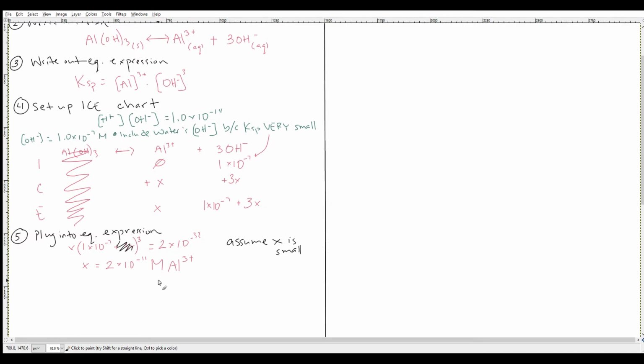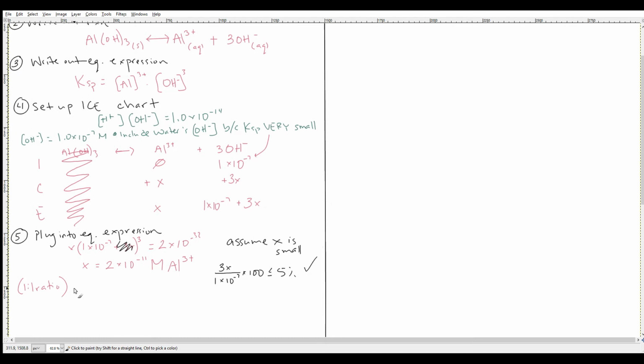Okay, let's just make sure that our assumption was valid. So I have to prove that 3x over what it's being compared to, times 100, must be less than or equal to 5%. And if you were to crunch those numbers, it would be. So I'll just check that off, like we're good. Small enough. So I could figure out the concentration of my hydroxide ions too, but I don't really care about that. What I want to know is how much aluminum hydroxide was able to dissolve before it was saturated. And I know since I have a 1-to-1 between aluminum and aluminum hydroxide, I can write that on here, 1-to-1 ratio.